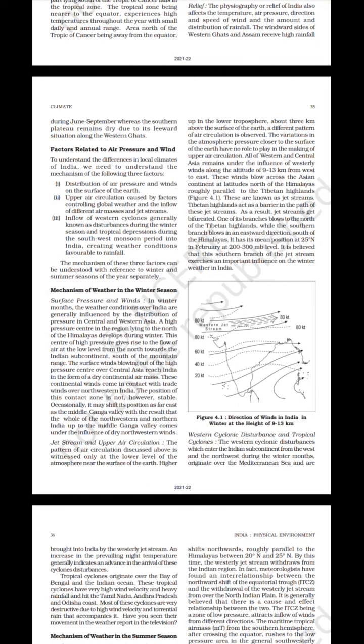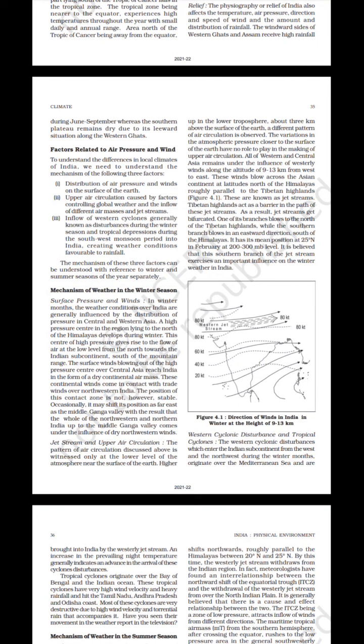Jet stream and upper air circulation. The pattern of air circulation discussed above is witnessed only at the lower level of the atmosphere near the surface of the earth. Higher up in the lower troposphere, about 3 kilometers above the surface of the earth, a different pattern of air circulation is observed.